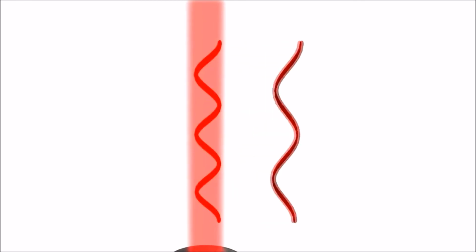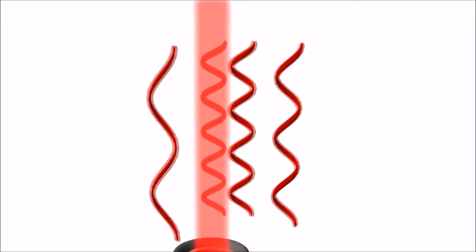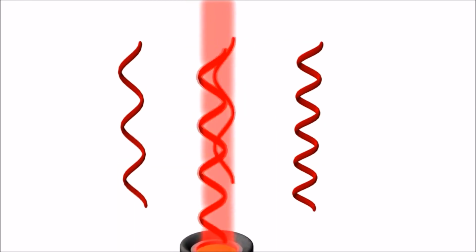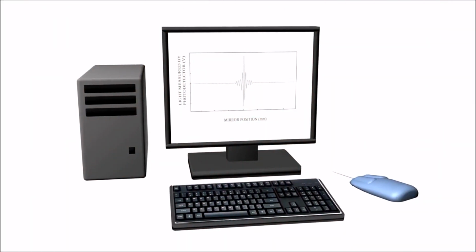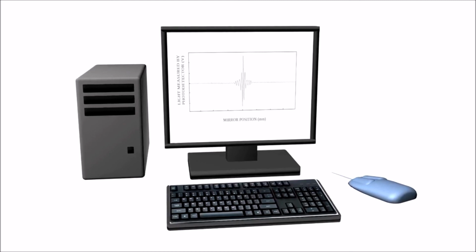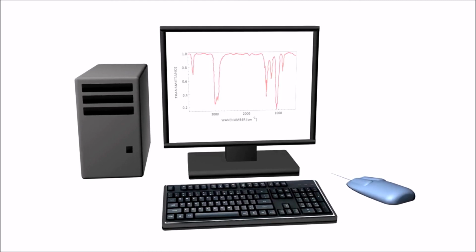As mentioned earlier, in a real experiment we use polychromatic infrared radiation, which means that it consists of many different wavelengths. This also causes the measured interferogram to be somewhat more sophisticated, but for a modern computer it is not a problem to convert it into a spectrum.